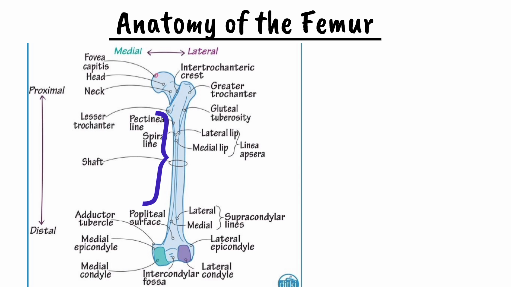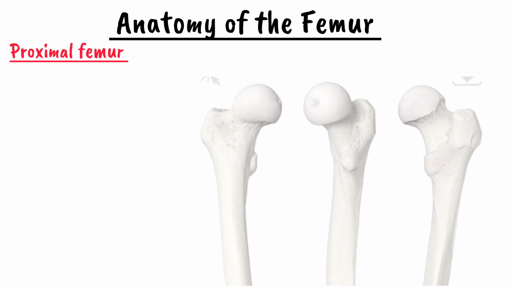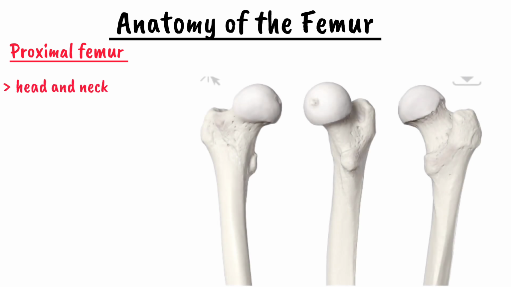So let's talk about the proximal femur. This region consists of a head and neck and also two bony processes, the greater and the lesser trochanter. It also has two bony ridges that connect the two trochanters.